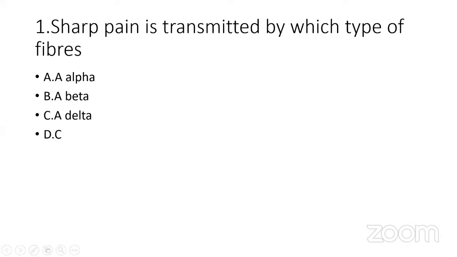So we know that there are two types of pains. Sharp pain, or fast pain. Second one is slow pain or diffuse pain from the visceral organs.